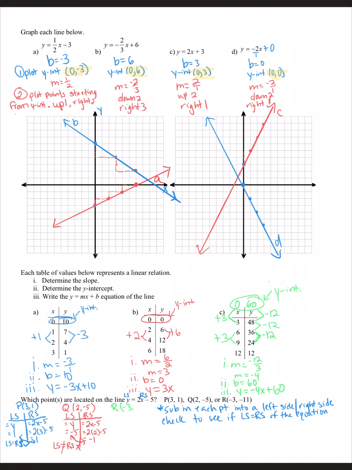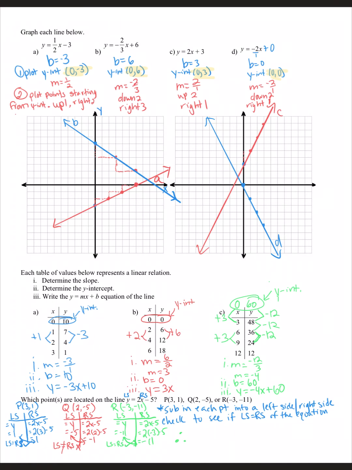So R is (-3, -11). Let's check it in a left side, right side check. So for my y value, this time it goes to negative 11. And we're going to substitute in negative 3 for x. 2 times negative 3 is negative 6. Negative 6 minus 5 is negative 11. So it looks like the left side and the right side do equal each other for this one. I'll put a check.